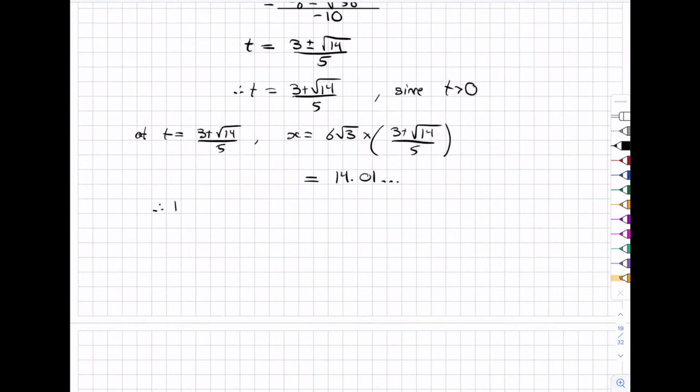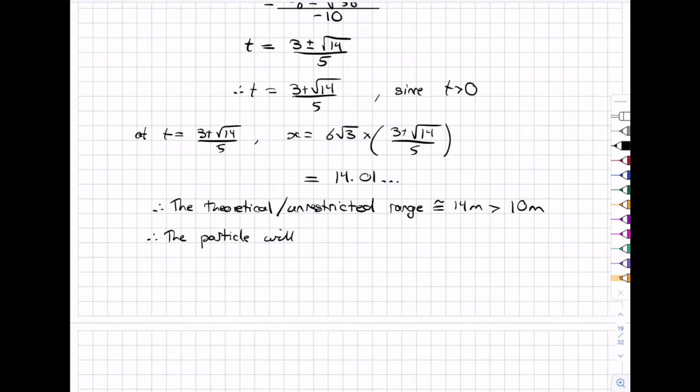The theoretical slash unrestricted range, because the wall is really restricting us. So the unrestricted range equals 14.0, well, you can just say approximately 14 meters, and that's greater than 10 meters. So therefore the particle will hit the wall before hitting the floor. Okay, and that's the end of part B.